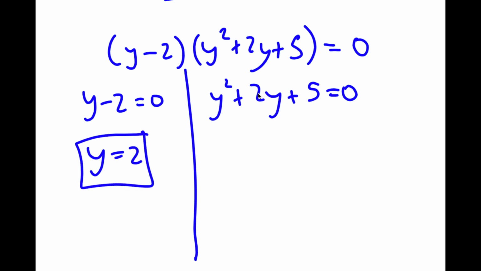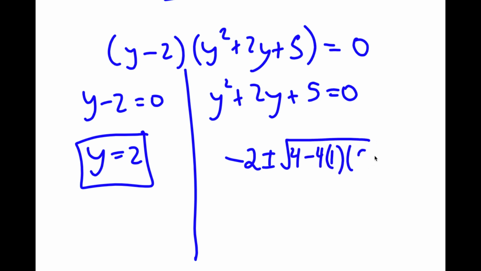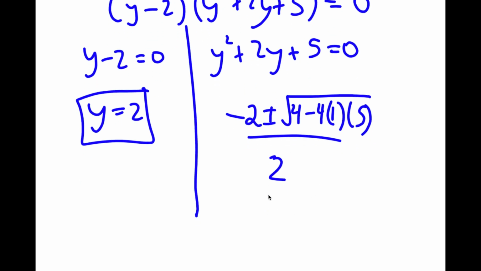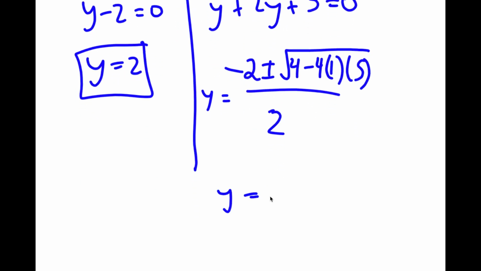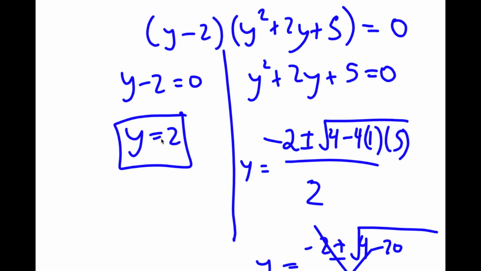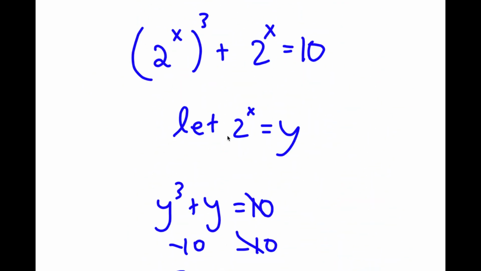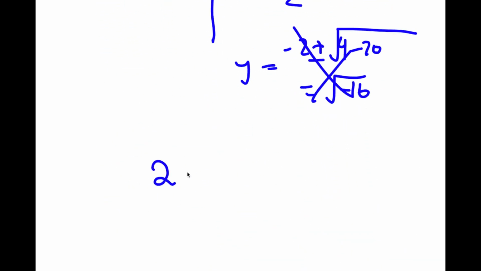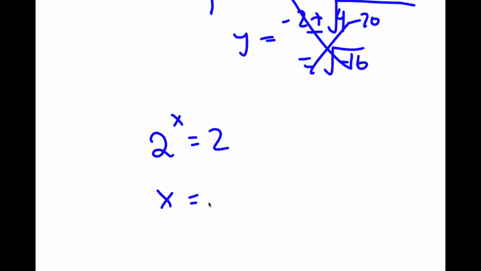For y squared plus 2y plus 5 equals 0, if I use the quadratic formula, I get negative 2 plus or minus the square root of 4 minus 4 times 1 times 5 all over 2, which is equal to negative 2 plus or minus the square root of, well, this is 4 minus 20, which is equal to the square root of negative 16, and you can't take the square root of a negative number, so this is wrong. So my only solution for y is 2. Now going back here, remember how we set 2 to the power of x equal to y. So now I have 2 to the power of x equals 2, meaning x is equal to 1.